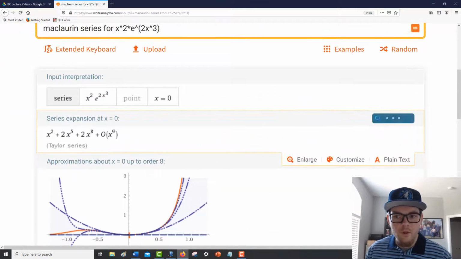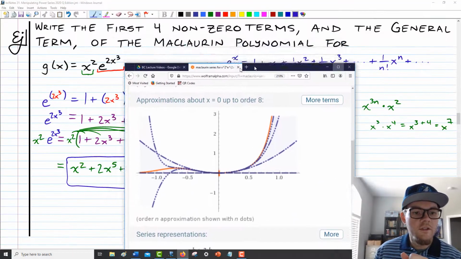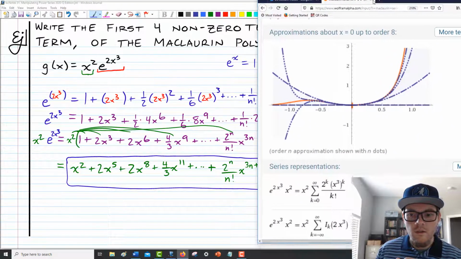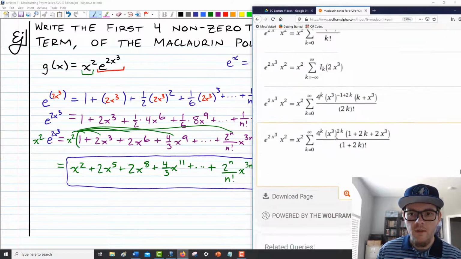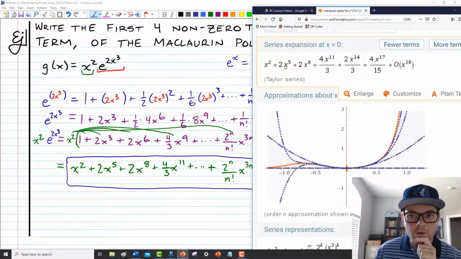Oh, it only shows a few more terms. Okay, so it says the first 4 terms are, let's see if we did this right. Oh, I gotta move this up, sorry. There it is. First 4 terms are x squared plus 2x to the 5th plus 2x to the 8th plus 4/3 x to the 11th.